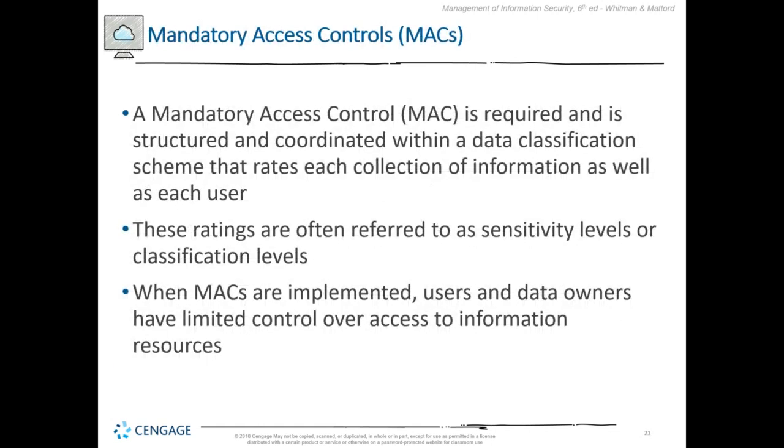Some other types of controls may be mandatory access control. This is used in conjunction with sensitivity or classification levels to determine whether or not a user has access. So, for example, when a MAC is implemented, the user and data owners have limited control over access to information resources. So the data owners must classify the information assets for which they are responsible, and they review those classifications periodically.